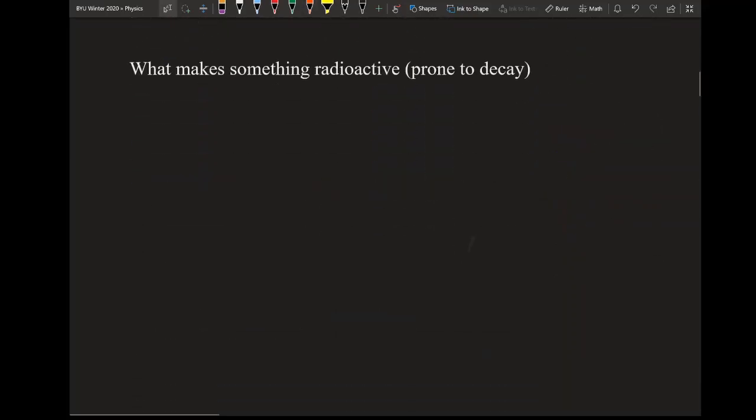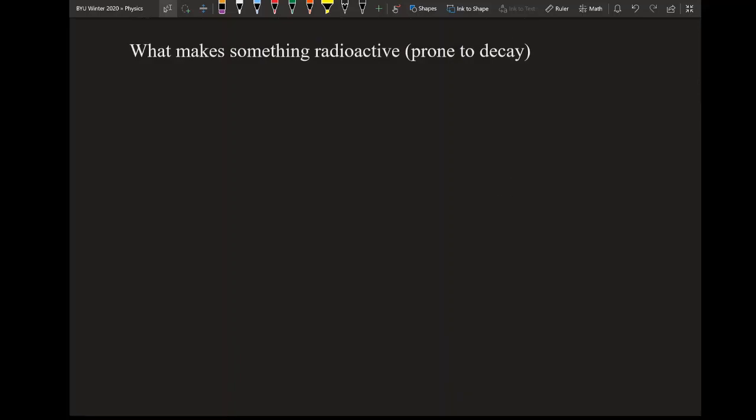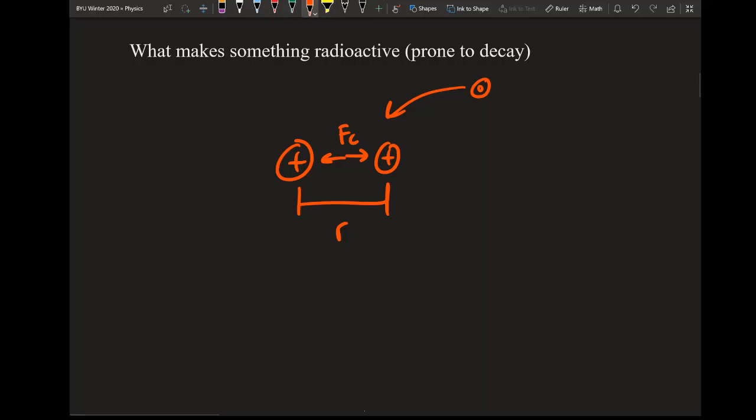Now, what makes something prone to radioactive decay? Well, it's when it becomes unstable. Now, this can be unstable just because you have two positive charges in a nucleus that we know are really, really close together. And so Coulomb's law states that there's a huge force because the distance between these is so small. So to balance that, we can throw in some non-charged neutrons in between these two to kind of give them some space to block the charge.